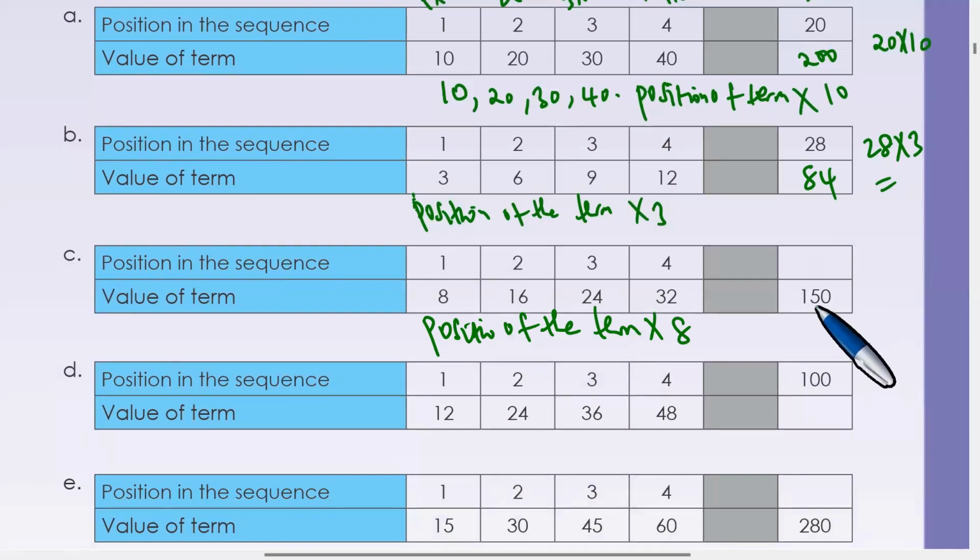What number do you multiply by 8? Because here you multiply 4 by 8 to get 32. So you must multiply a certain number here by 8 to get 150. What is that number? Because you multiply 2 by 8 to get 16, you multiply 1 by 8 to get 8, you multiply 3 by 8 to obtain 24, and then you multiply 4 by 8 to get 32. What number do you multiply by 8 to get 150? Is it 15?